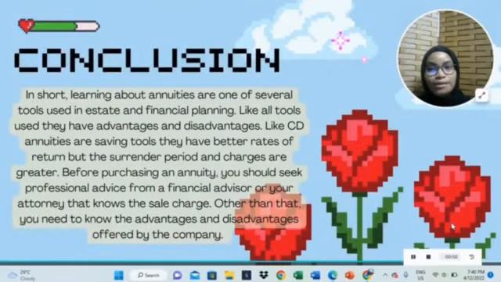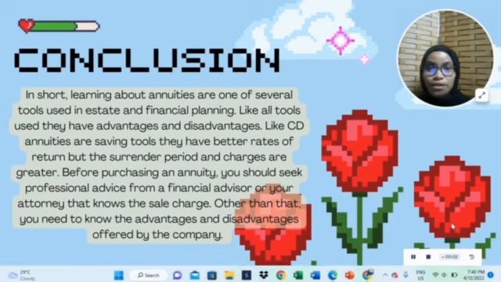So for the conclusion, in short, learning about annuities is one of several tools used in estate and financial planning. Like all tools, they have advantages and disadvantages. Like CD annuities or saving tools, they have a better rate of return, but the surrender period and charge are greater. Before purchasing an annuity, you should seek professional advice from a financial advisor or your attorney who knows the sale charge. Other than that, you need to know the advantages and disadvantages offered by the company.